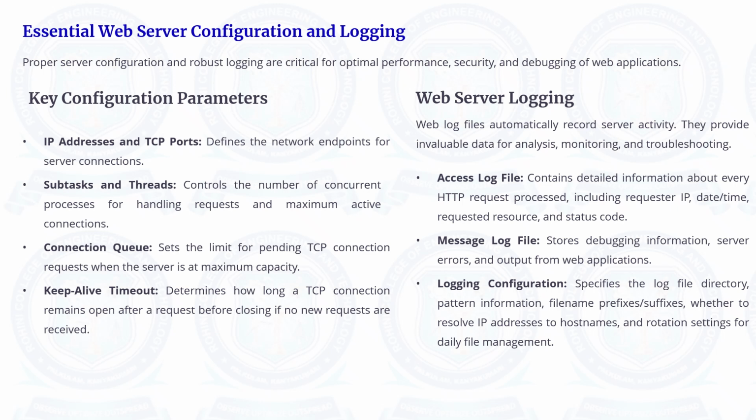Web log files automatically record server activities. They provide invaluable data for analysis, monitoring, and troubleshooting. Access log files contain detailed information about every HTTP request processed, including requester IP, date, time, requested resources, and status code. Message log files store debugging information, server errors, and output from web applications. Logging configurations specify the log file directory, pattern information, file name prefix and suffix, whether to resolve IP addresses to host names, and rotation settings for daily file management.